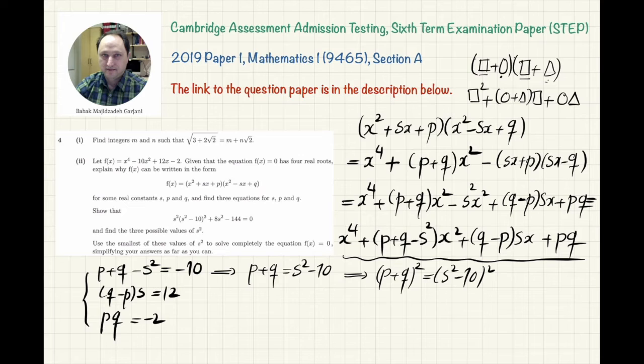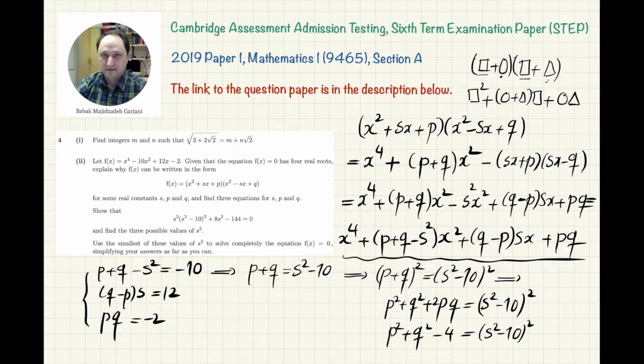Okay, and then if I expand this, this becomes p squared plus q squared plus 2 times p times q is equal to (s squared minus 10) to the 2. Yes, but now you see that pq is given to be minus 2, so if I put minus 2 here, it becomes minus 4. So then it becomes p squared plus q squared minus 4 is equal to (s squared minus 10) to the 2. Okay, so I need to get rid of that, so then it becomes easy.